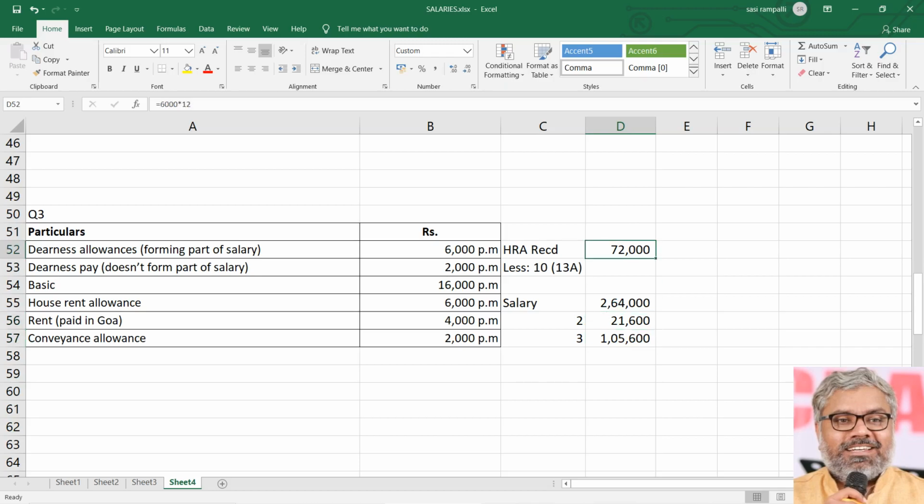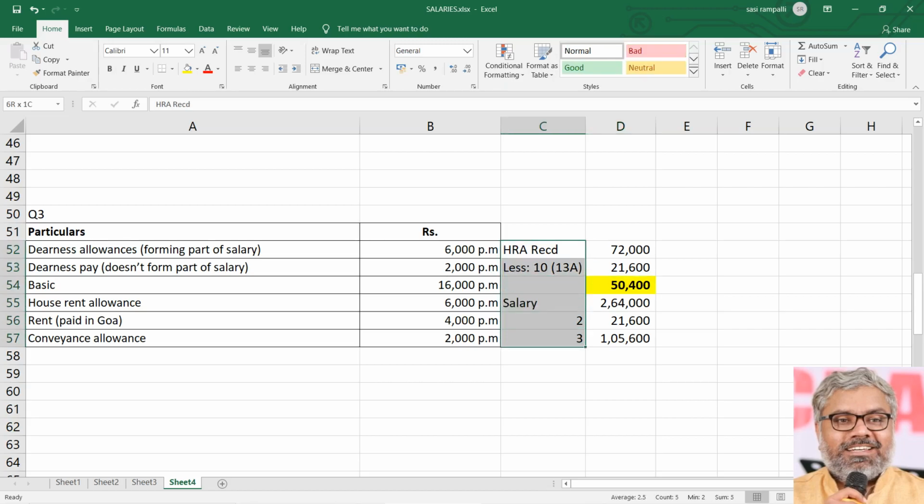But ultimately, what is the final computation? Whichever is lower of these three, so that will be 21,600, which is the lowest of all the three things. And then the remaining will naturally be taxable. That comes to 50,400 rupees in the third case. That is taxable HRA, 50,400 rupees.